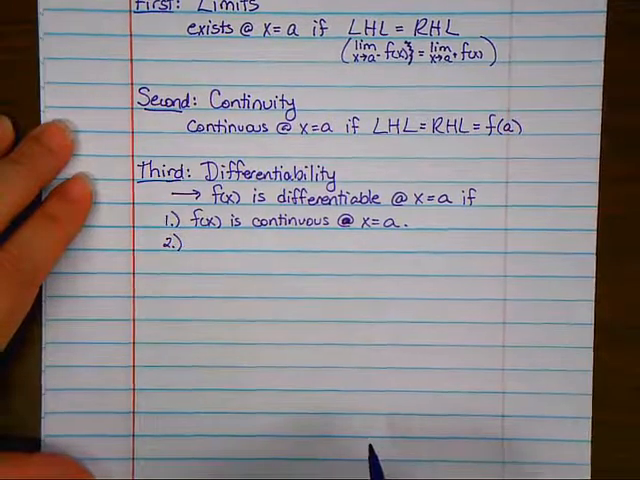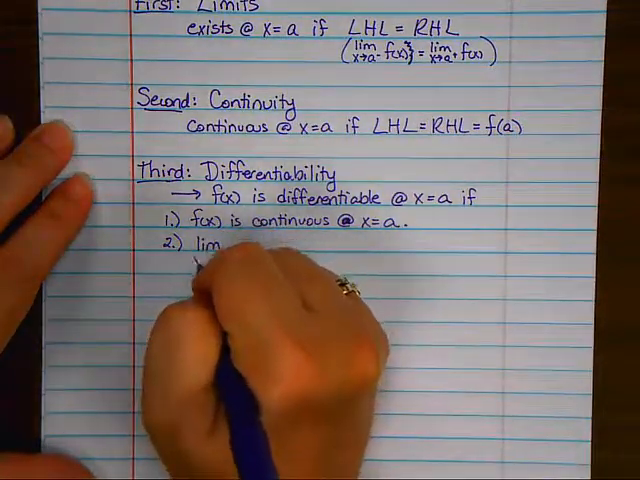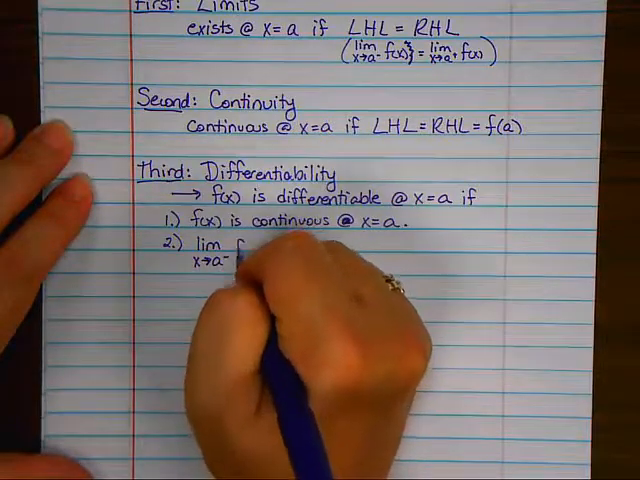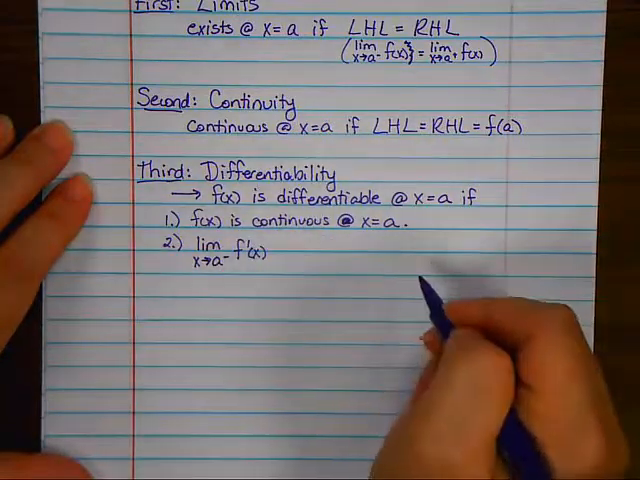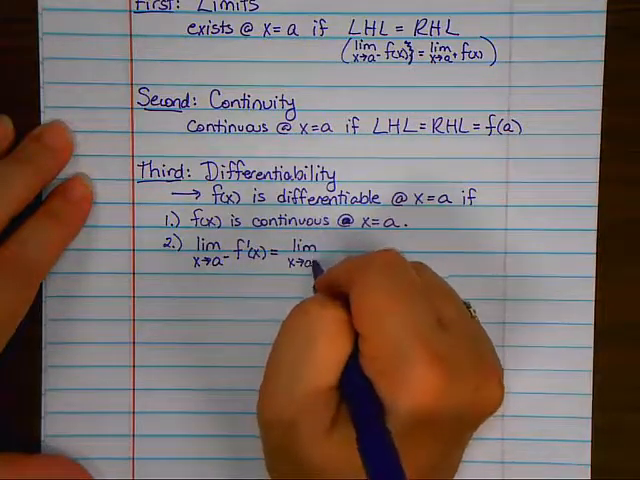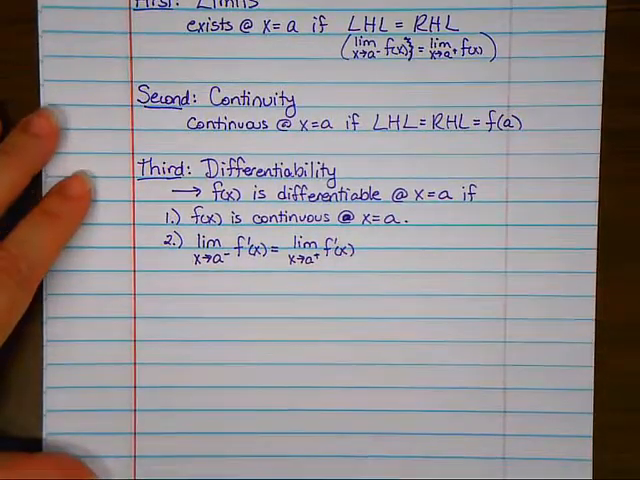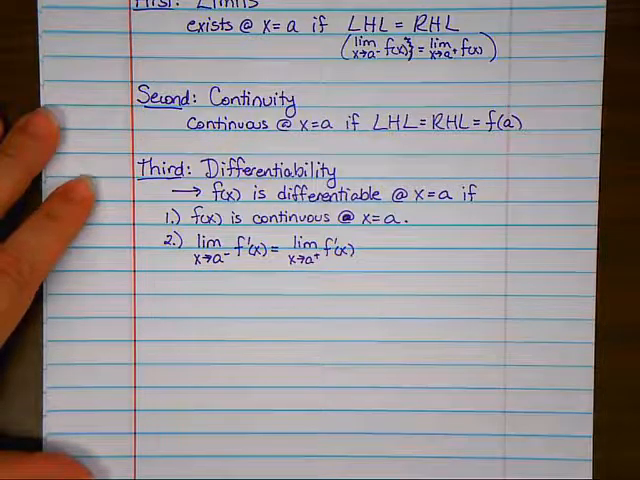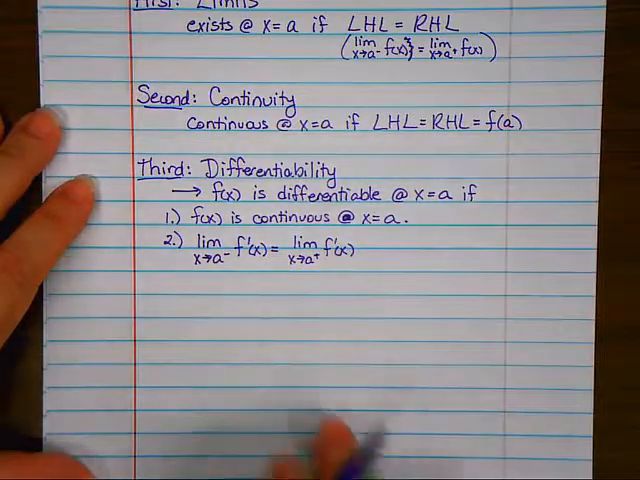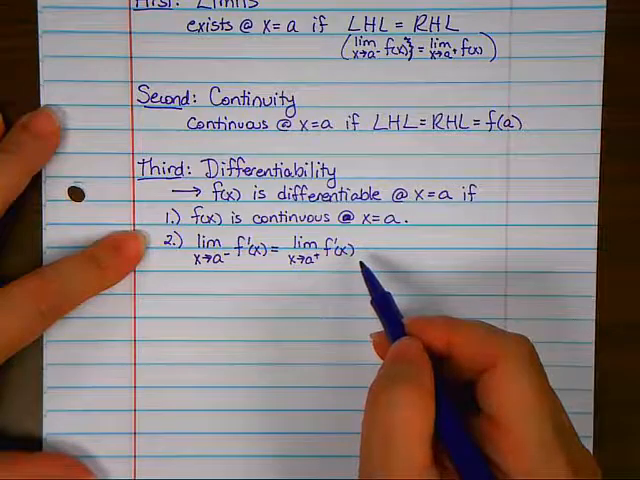And number two is this. The limit as x approaches a from the left of the derivative of f is equal to the limit as x approaches a from the right of the derivative of f. So, by the end of class, you should be able to look at a graph and tell me if it's differentiable. Now, you can tell by looking at a graph if it's... what does this look like? What does it look like?